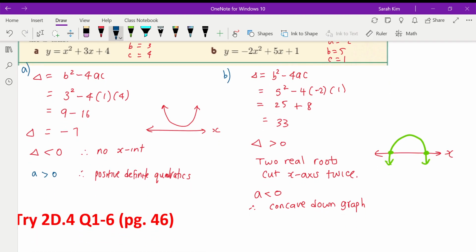If I summarize this one again, I should summarize it saying no real roots, which is the same thing as that. And then I can write, therefore, concave up graph as well. That's everything.